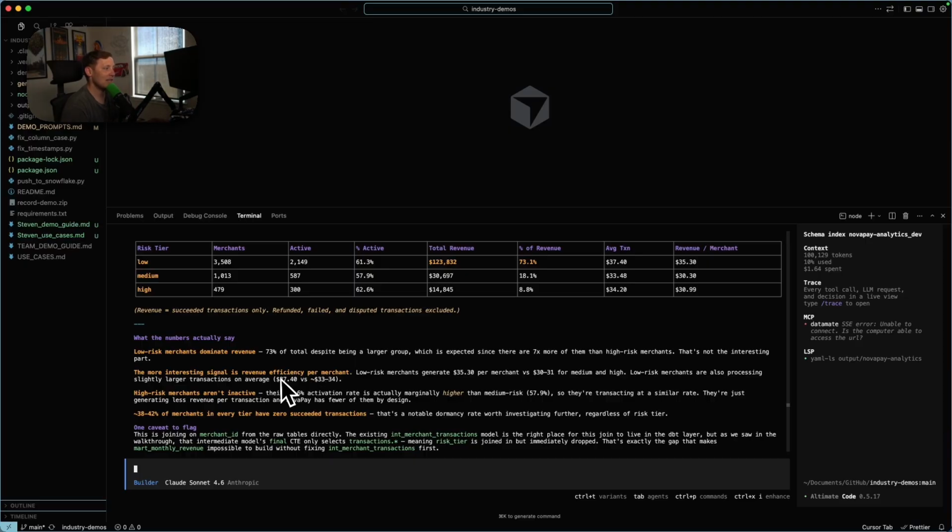And then the more interesting part is the revenue efficiency per merchant, which is what I mentioned before, and that the high-risk merchants aren't inactive. Their 62.6% activation rate is actually marginally higher than the medium risk. So they're transacting at a similar rate. They're just generating less revenue per transaction, and NovaPay has fewer of them by design.